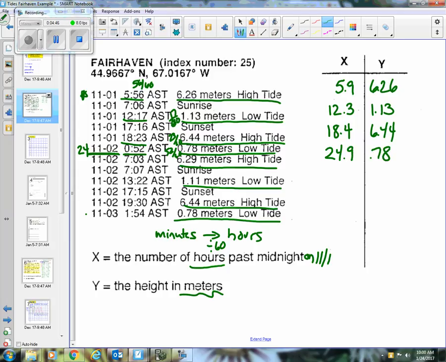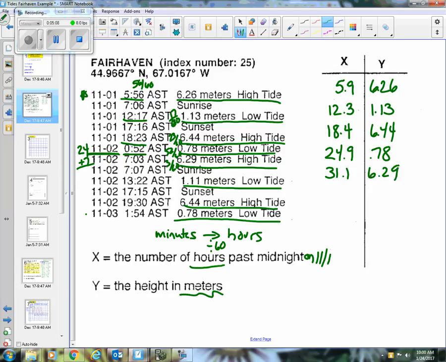Okay, next one, 7 in the morning on that second day. That means it would be 24 plus 7. So 24 plus 7 puts us at 31. And then we got 3 minutes, so it's just barely past 7 o'clock. So 3 divided by 60 would be a 0.1, and that's a 6.29 high tide.